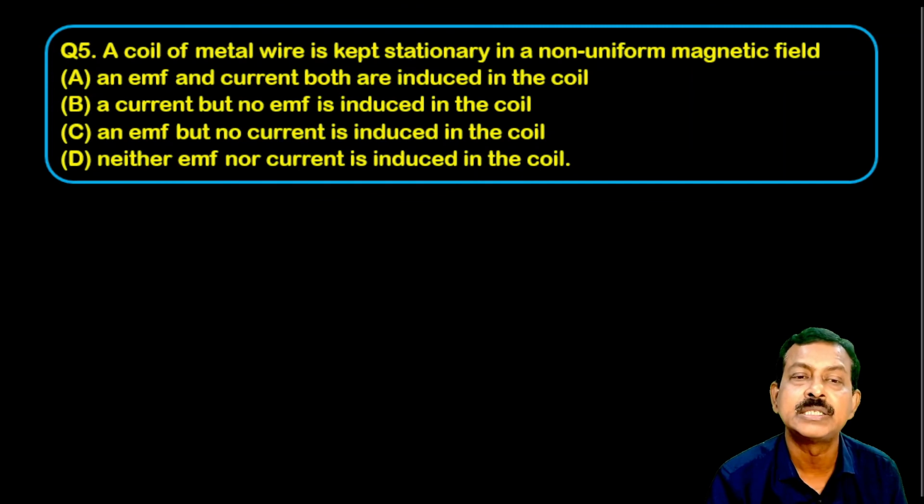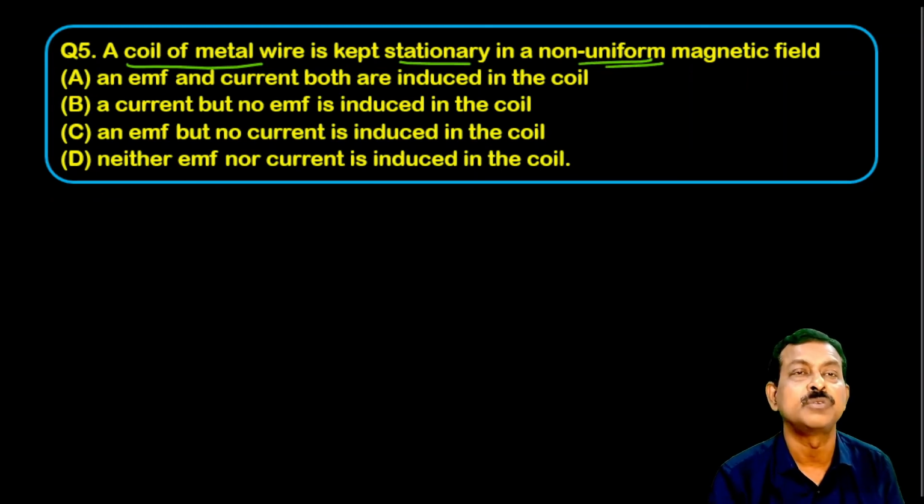A coil of metal wire is held stationary in a non-uniform magnetic field, and the different options are: EMF and current both are induced in the coil; second, a current but no EMF is induced; third, an EMF but no current is induced; and the fourth, neither EMF nor current is induced. What is given there? It is given that a coil of metal wire is held stationary in a non-uniform magnetic field.